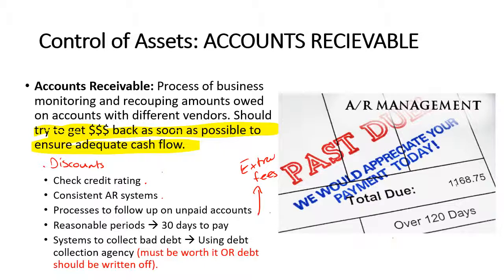And this is where we need to have a facility, so a debt collection agency, recover our debts on our behalf because a supplier or customer has refused to pay. Now, there is a caveat to that, okay? So a caveat to that is that it must be worth it or the debt should be written off.